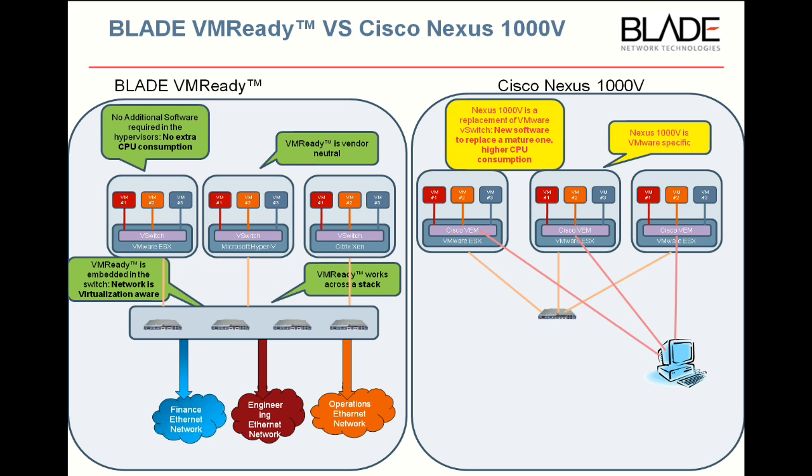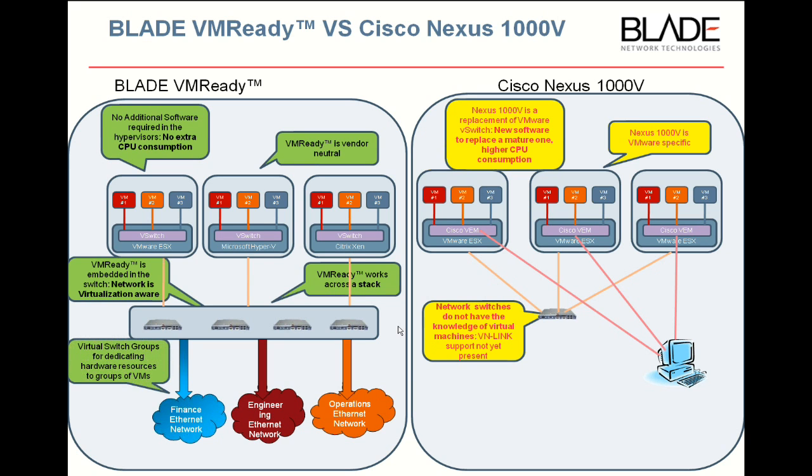Then you can see that VMready makes the network virtualization aware because the switches know of the VMs connected to it. VMready works across a stack, whereas Cisco's 1000V is a software solution, which means that the uplink switches actually do not know about the virtual machines that are connected to them. So this is not a virtual machine aware network. What they do have is a concept called VNLink, which is not available as yet, whereas VMready is shipping right now.